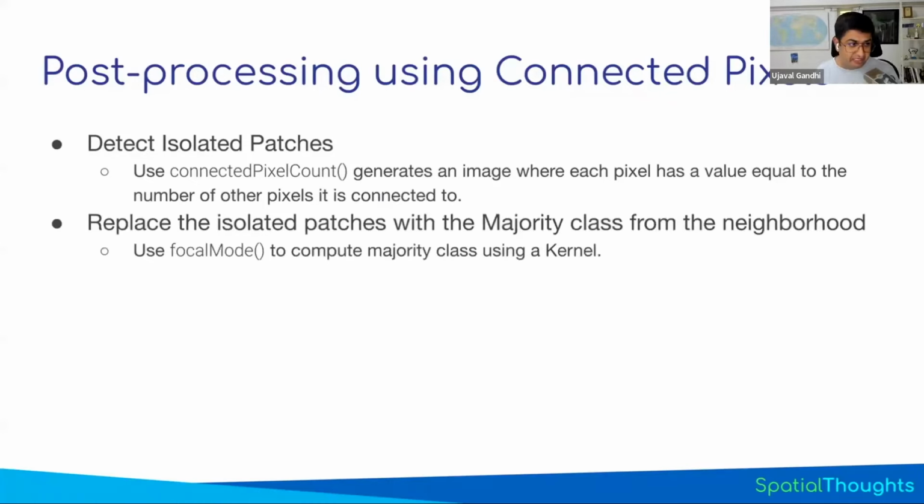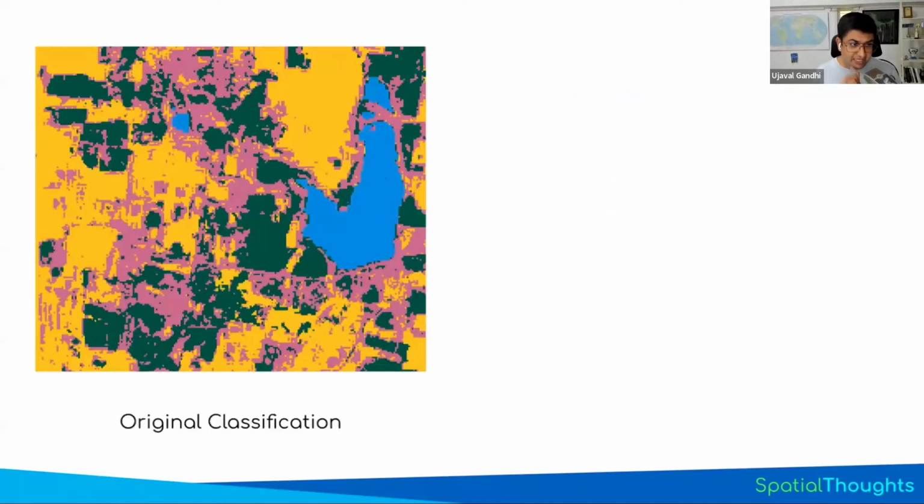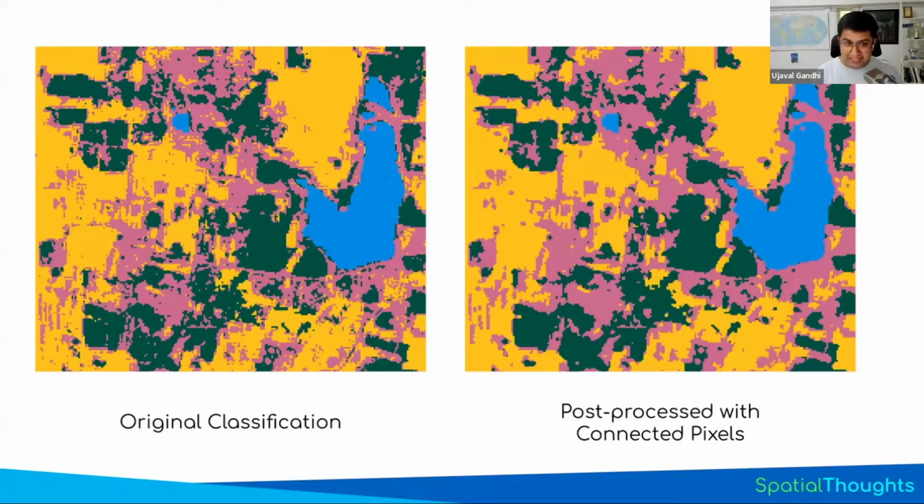The function we will use is called focal mode, which will say in a neighborhood, replace the center pixel with the value of the surrounding pixels. Here's the example. If you have this classification and you do it with connected pixels, you get a result that looks like this. You can see it's reduced the amount of salt and pepper noise, and the results look much nicer.